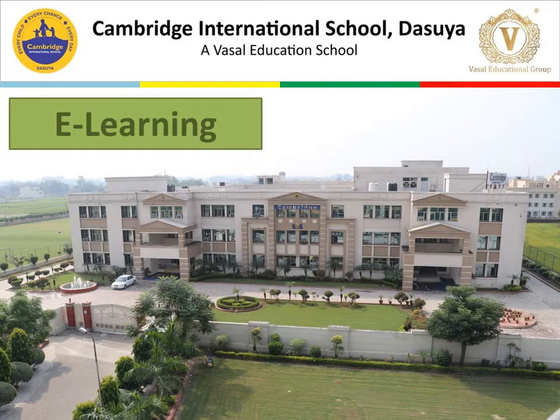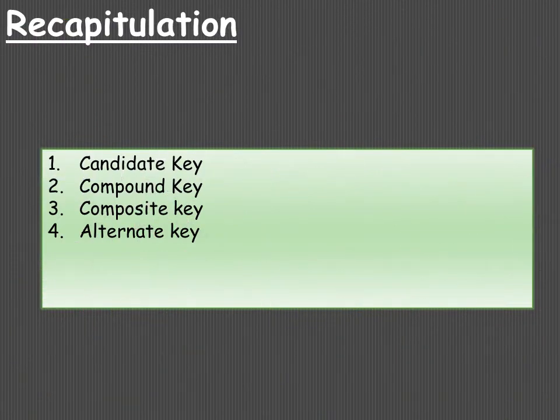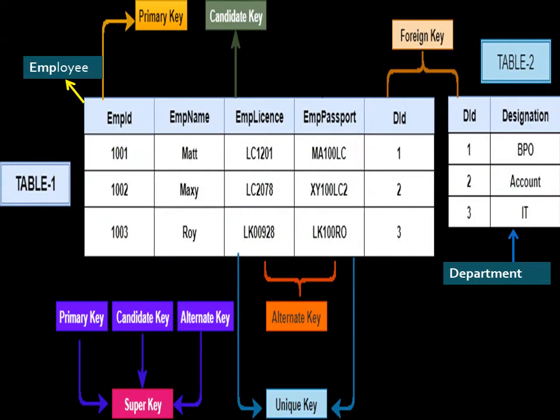So, let's start. In the last tutorial, we discussed different keys in the database. Earlier, we also covered some keys: primary key and foreign key. And in yesterday's tutorial, we discussed candidate key, compound key, composite key, and alternate key. So let's have a review or a recap of the previous topic.